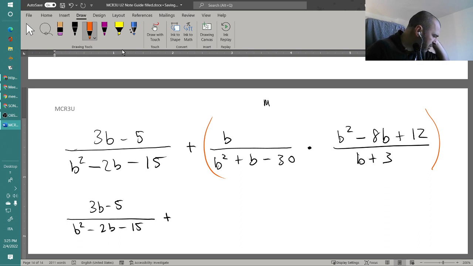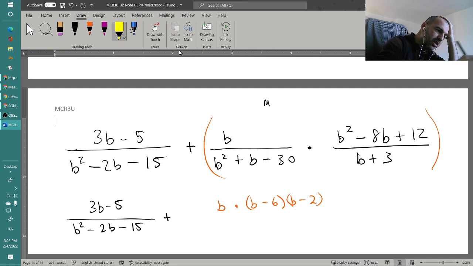Let's see if I copied all these down correctly so they factor nicely. They do, it looks like. So I've got b times this factor here, which is going to be 12. I guess I'll do 6 and 2. So b minus 6 and b minus 2. That's basically the factorization of that trinomial there. Okay.